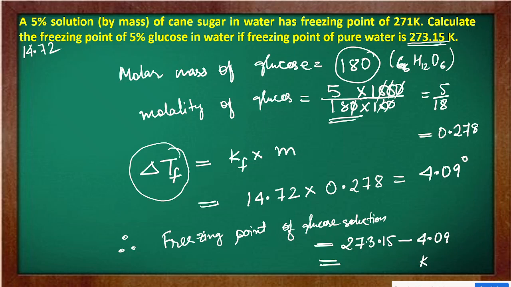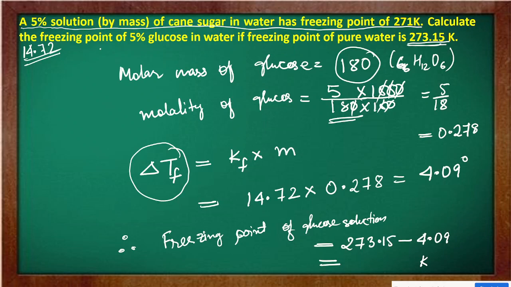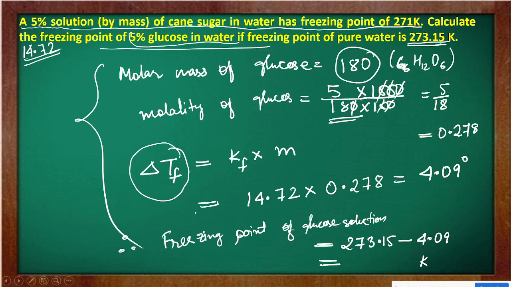So this final subtraction you do by yourself and you can write it. Once again I am repeating here, from the first data which is given, we have to calculate the value of Kf, and then using the second data, we have to calculate what will be the freezing point of 5% glucose in water if the freezing point of pure water is 273.15 Kelvin, and this is how it is solved here. Now let's see the next question.